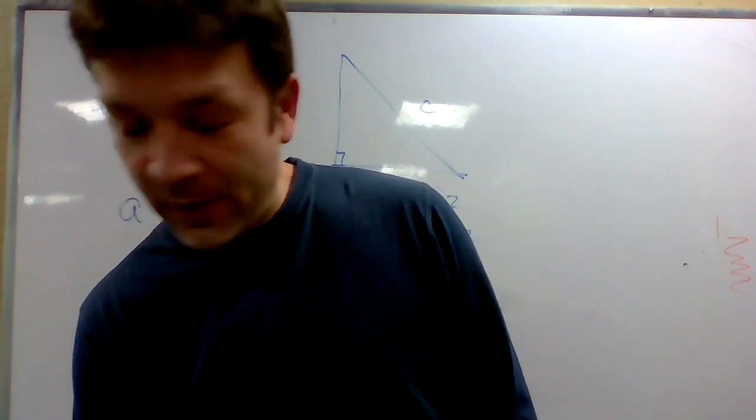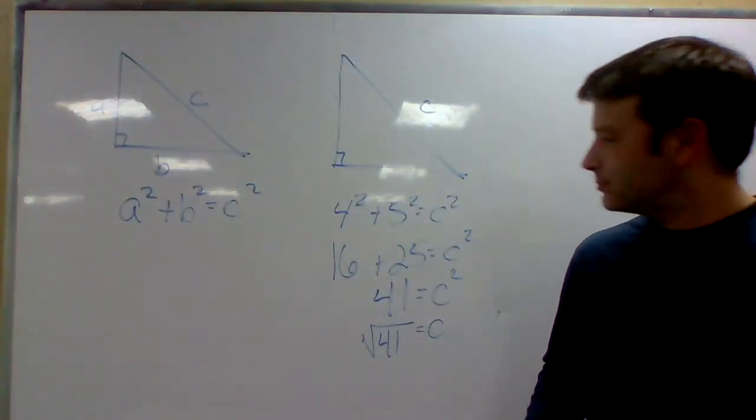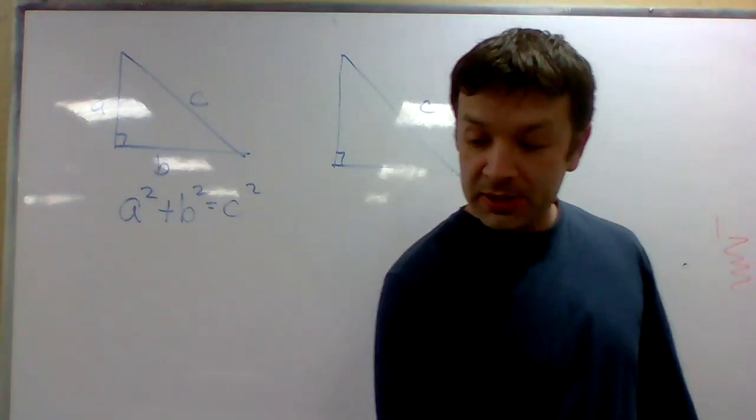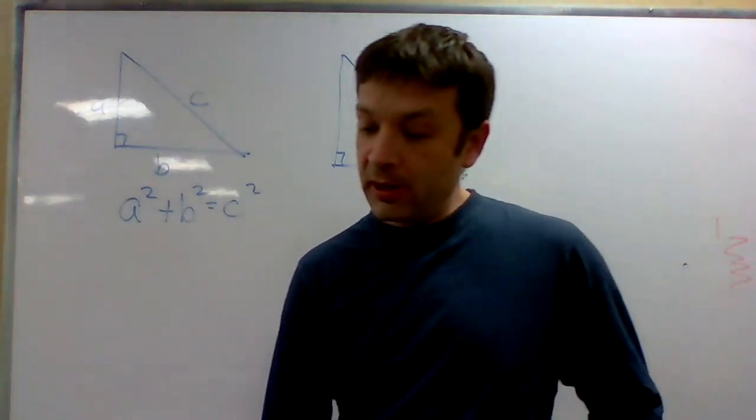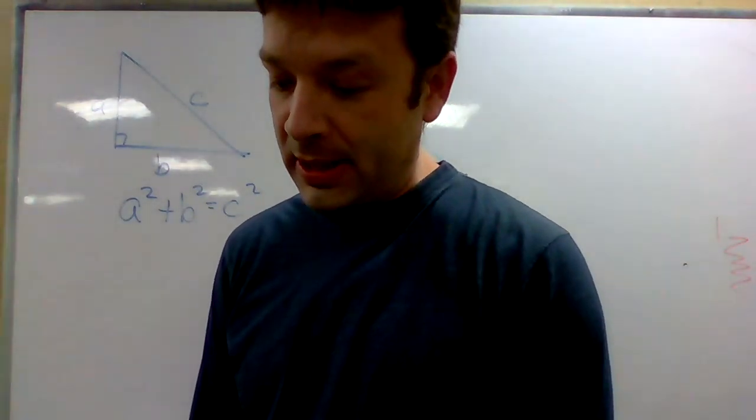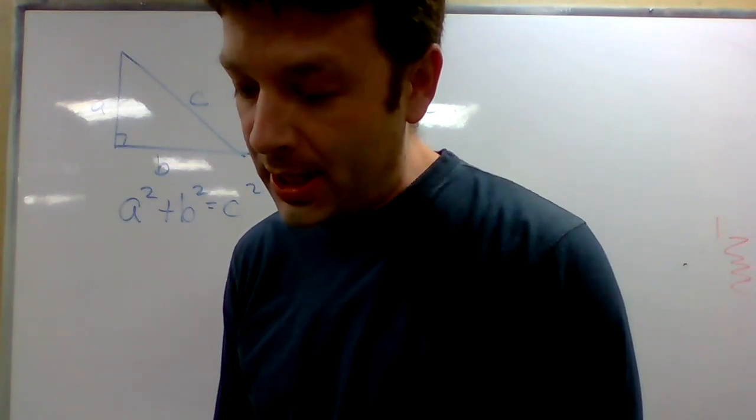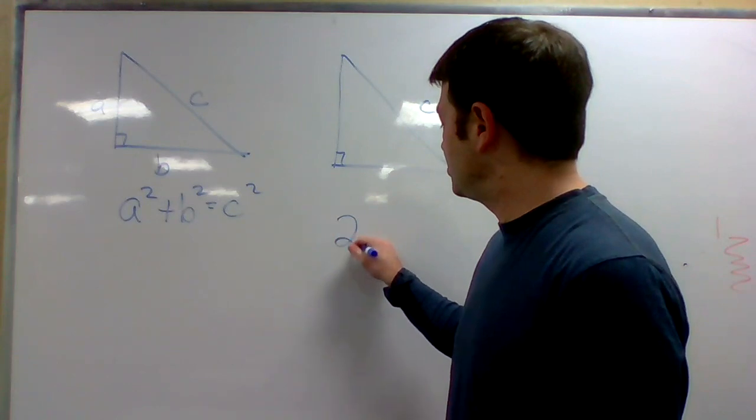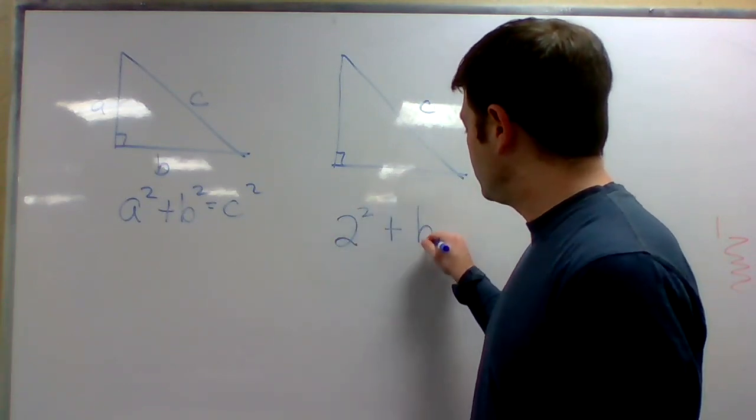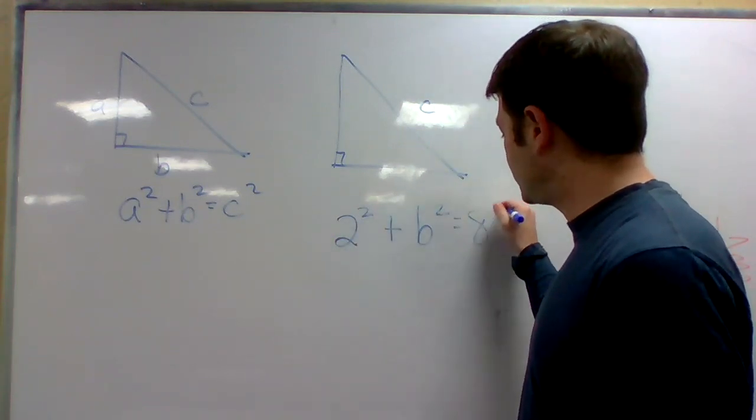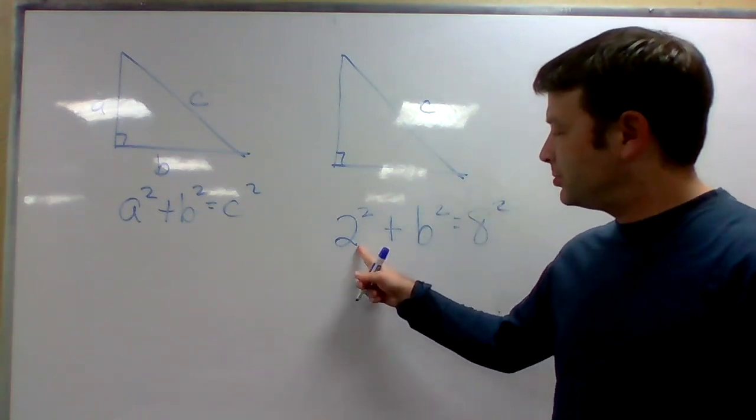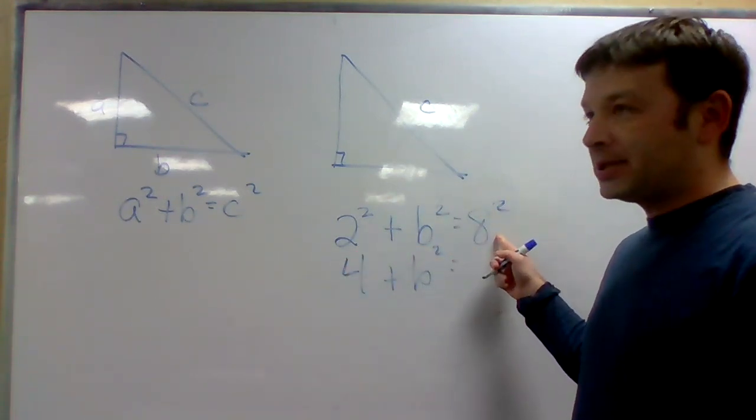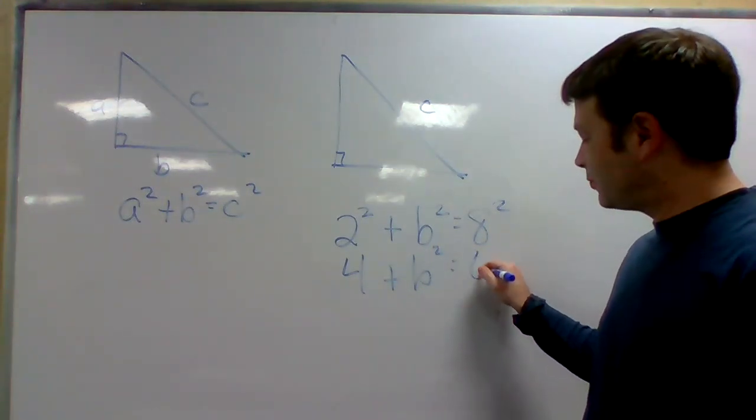Okay, number 5 is different because they give us the a and c value, not the b value. So they say a is 2, c is 8. So 2 squared plus b squared equals 8 squared. Okay, 2 squared, 2 times 2 is 4. 8 times 8 is 64.